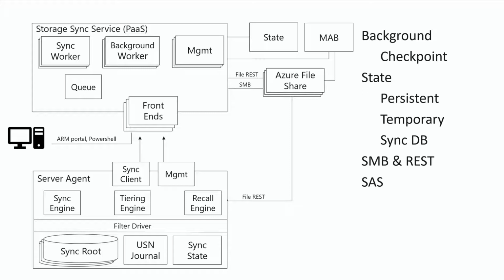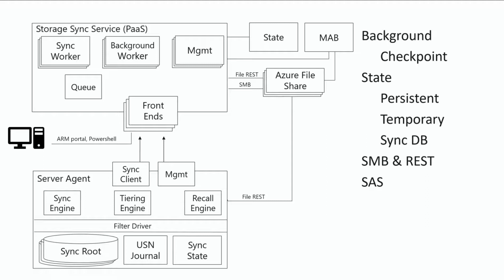Now looking at the bottom, the server agent, which runs on the Windows Server machine, consists of a bunch of engines as well as a filter driver, which talks down to the sync route, which is part of the file system. We also make use of a USN journal for change notification, as well as the syncDB or sync state.